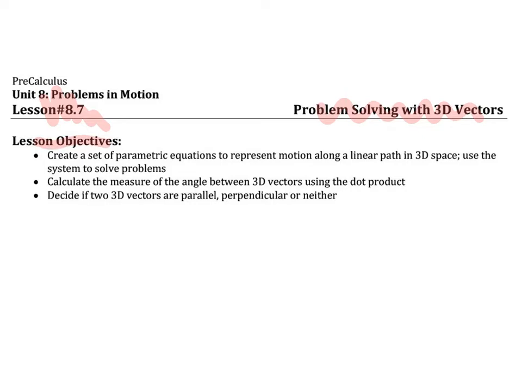Our lesson objectives. We're going to create a set of parametric equations to represent motion along a linear path in 3D space, and use a system to solve the problems. We're going to calculate the measure of the angle in 3D vectors using the dot product. So you've seen that language before. How is it going to change? Very simply, not by much, you'll see. We're going to decide if two 3D vectors are parallel, perpendicular, or neither. Kind of. We're not really going to decide that, but we are going to refer to it in one example. So let's move on.